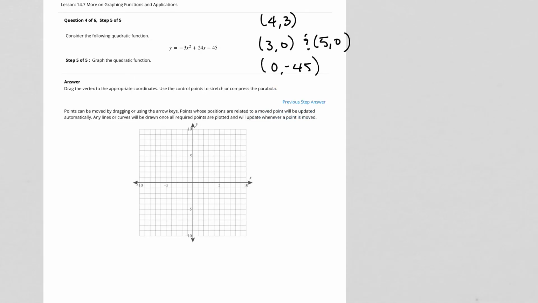Step 5 of 5, graph the quadratic function. We have our vertex at 4, 3, our x-intercepts at 3, 0, and 5, 0, and our y-intercept at 0, negative 45. Once again, not going to be able to graph that, but we can graph the others. So our vertex is right here at 4, 3. I have an x-intercept at 5, 0, and an x-intercept at 3, 0. This is our function. It's opening down, which has got a negative a value. It's negative 3, which is greater than 1 in magnitude, which means it's skinnier.